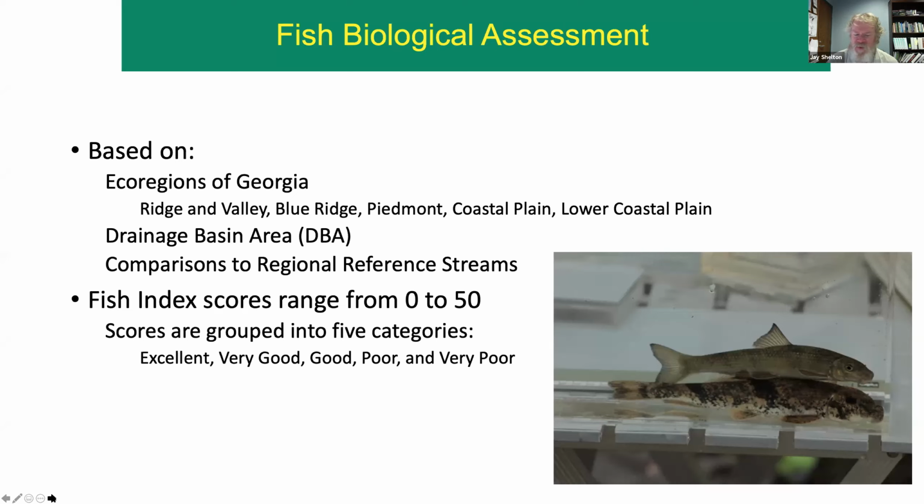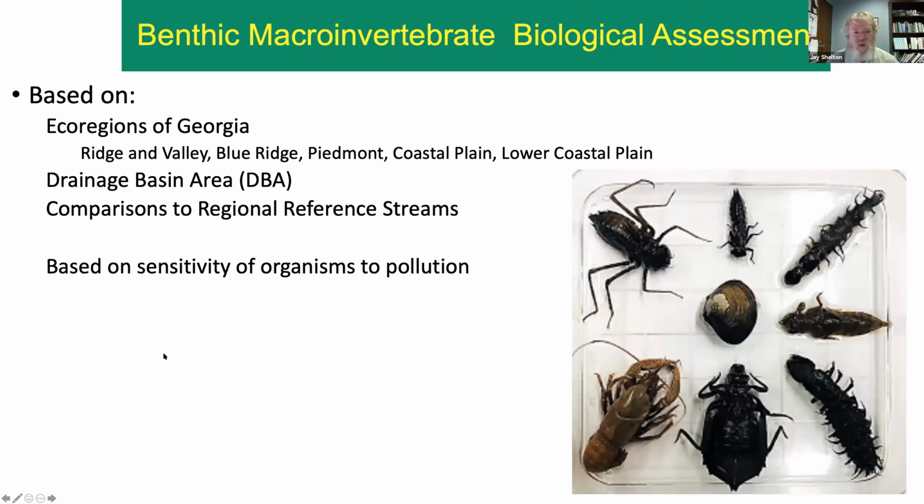So what we usually call them is minimally impaired. And so we basically give things a score based on these comparisons in terms of the fish community, for everything from very poor to excellent. And a very similar concept is done with bugs.